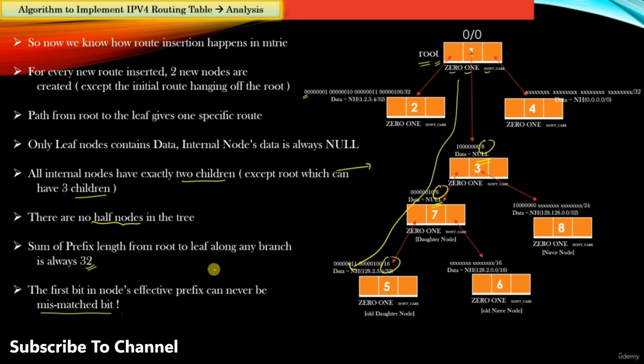So in the route insertion algorithm, you will never encounter a scenario where you would have to split the node at the very first bit in the effective prefix of any node in the mtry. I leave it to your analysis why it is so. Alright?